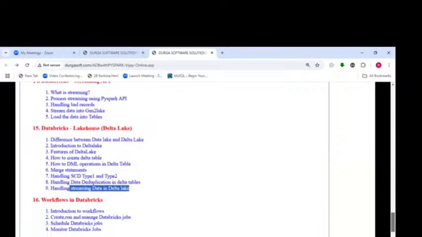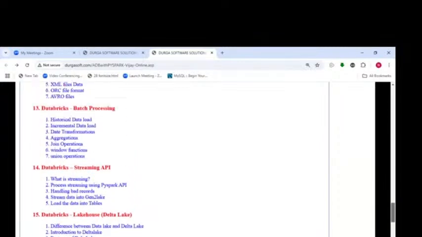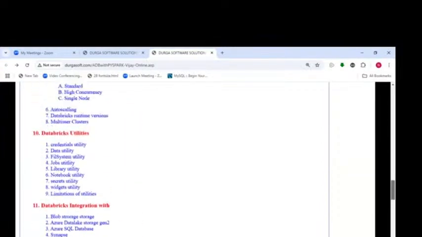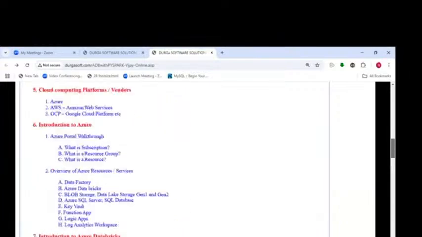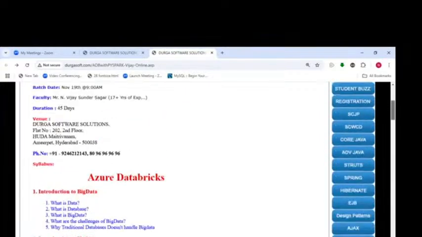workflows in Databricks: introduction to workflows, create, run, and manage Databricks jobs, schedule Databricks jobs, and monitor Databricks jobs. So everything I'll be discussing in brief with multiple working examples. All right, Databricks with PySpark.